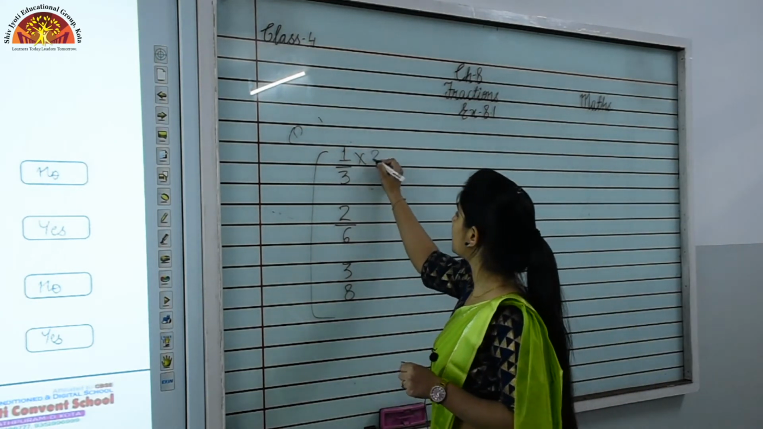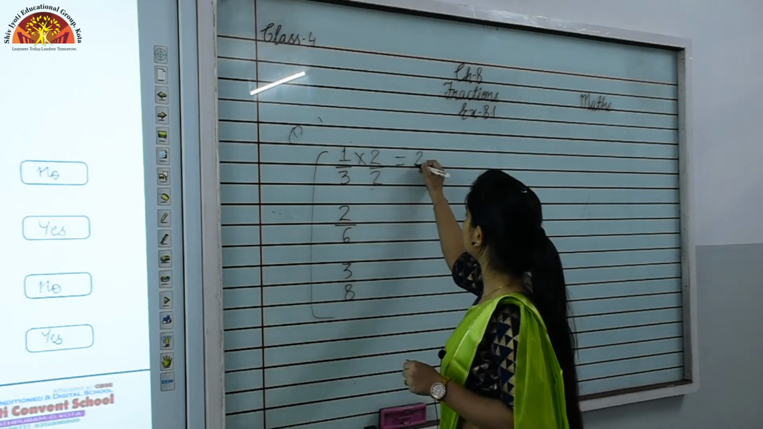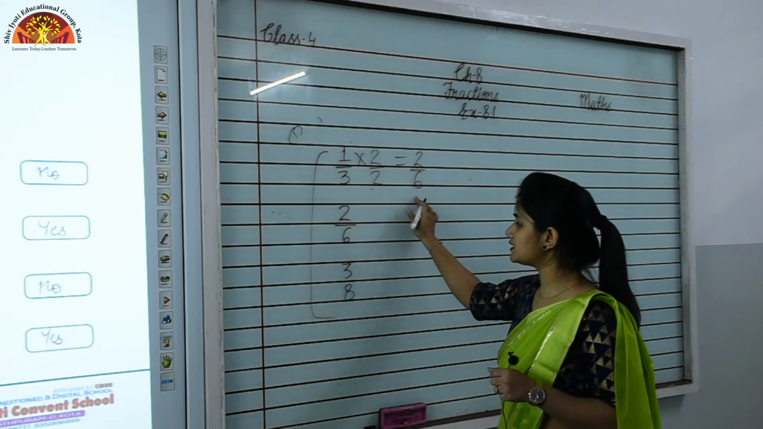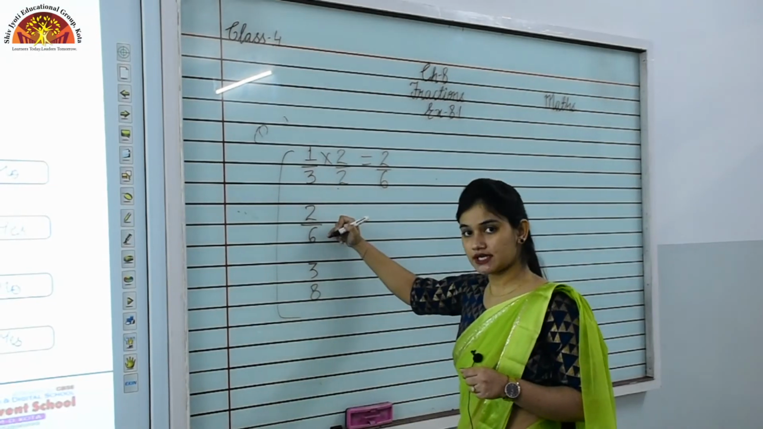If you multiply this fraction by 2 upon 2, you will get the next fraction, 2 upon 6. 2 1s are 2, 3 2s are 6. It means these two fractions are equivalent.